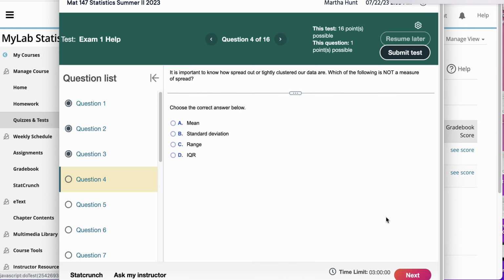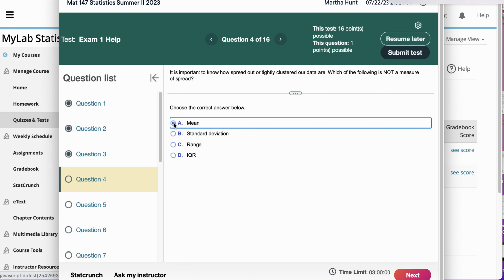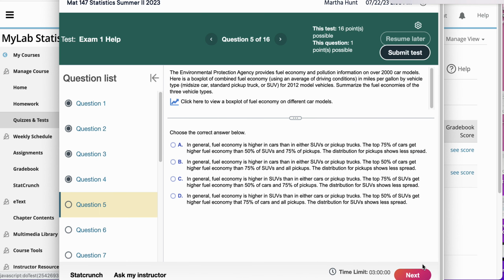Last question I'm going to do with you. It's important to know how tightly clustered our data is. What is not a measure of spread? Well, certainly the mean. It's a measure of center. So we're going to go to next, and then I'm going to bail out. I'm not going to look at the box plot and histogram and discuss all of that. I'll leave that to you.